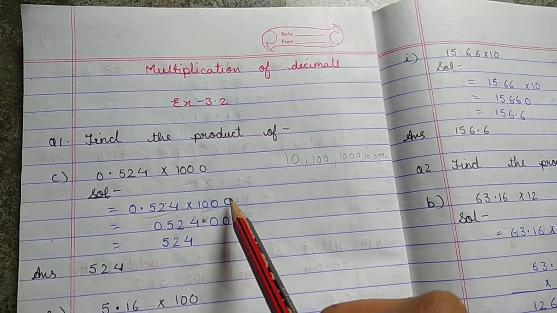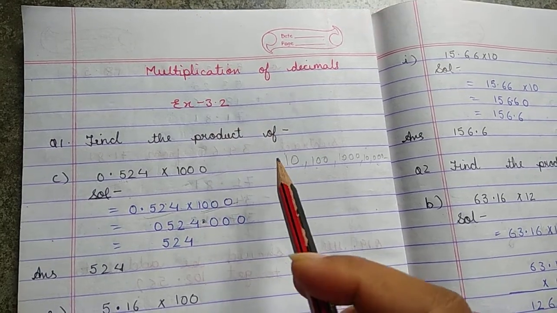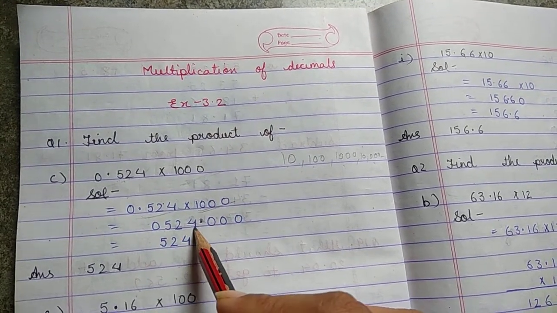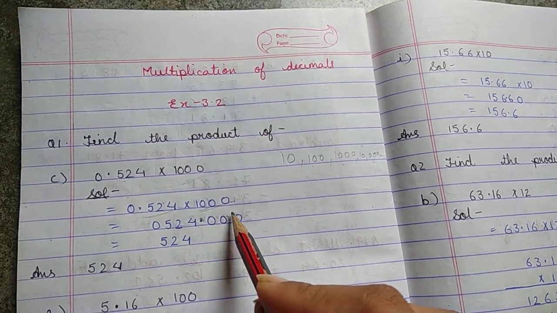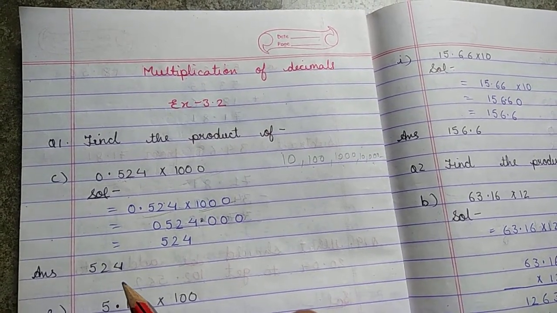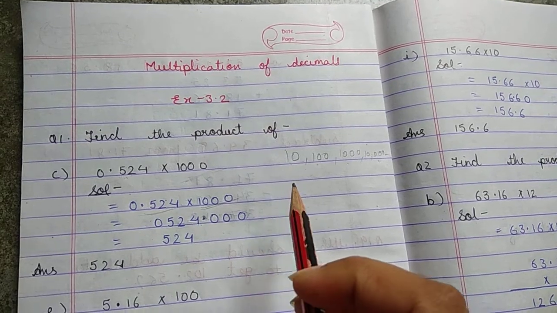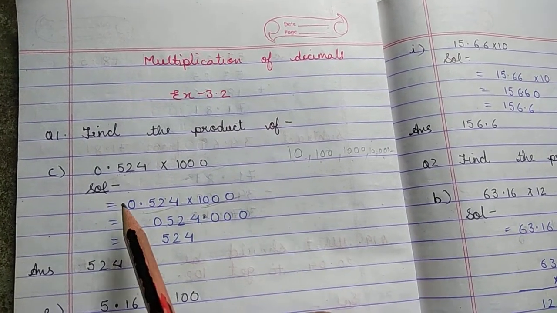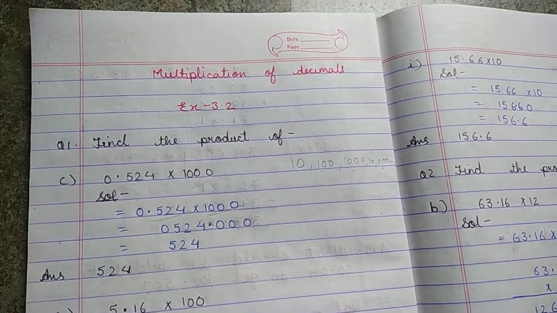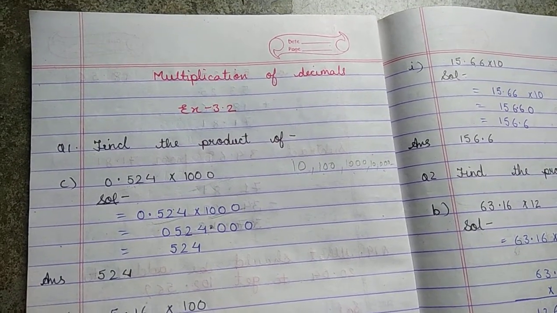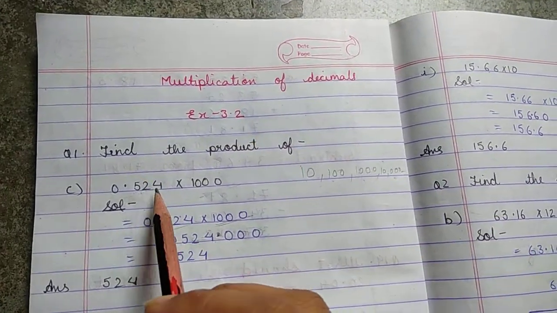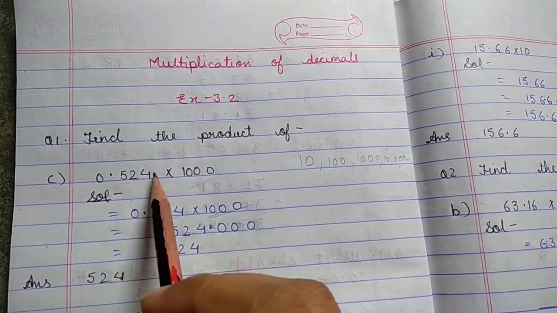How many zeros are there in 1000? 1 2 3, 3 zeros are there. So after writing the complete number, we will now write the number of zeros in 1000. So I have also written 3 zeros. Now, after this, we will count the number of digits in the question which are after the decimal from the back.